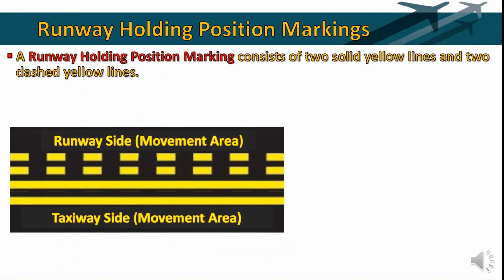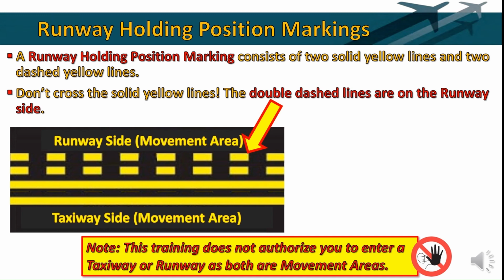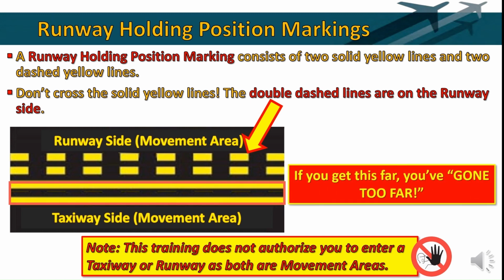Runway hold position markings. A runway hold position marking consists of two solid yellow lines and two dashed yellow lines. Do not cross the solid yellow lines. The double dashed lines are on the runway side. This training does not authorize you to enter a taxiway or runway, as both are movement areas. If you get this far, you've gone too far.